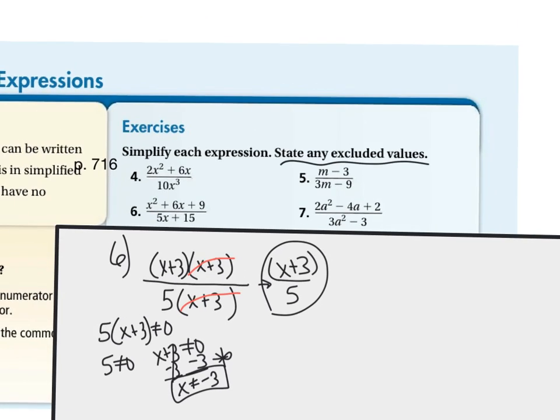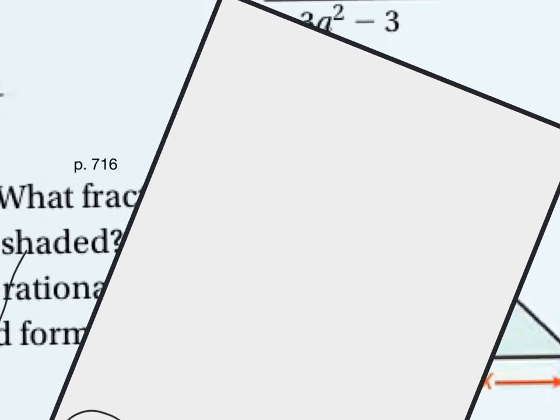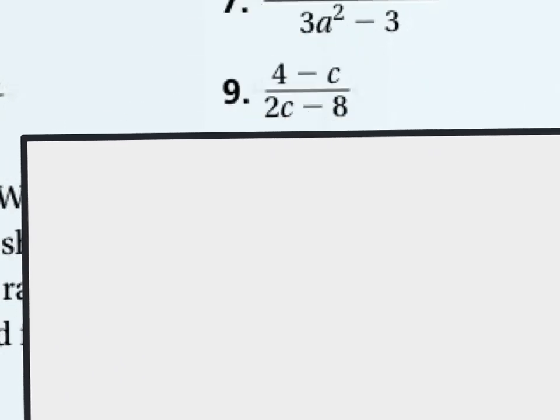So if we go to number 9, these are both binomials, so probably just looking for a greatest common factor to start out. So numerator, nothing really doing there, but in the denominator there is a 2 we could factor out, and that would leave us with c minus 4. Our numerator right now is 4 minus c, so that's similar but not identical, so that's not going to quite work.